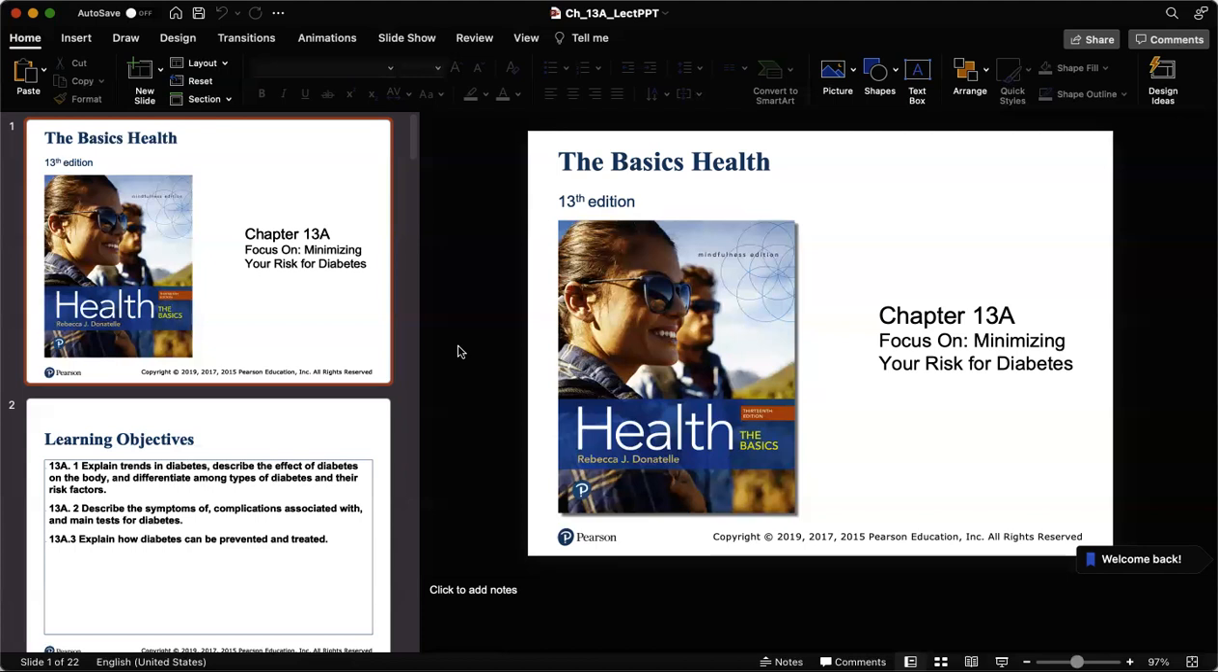Before I introduce type 1, type 2, and then gestational, I want you to be aware of the importance of insulin. Insulin is very important because it is what allows glucose, that's sugar, right, to get into our cells as energy, which is one of the ways our body runs and gets things done.